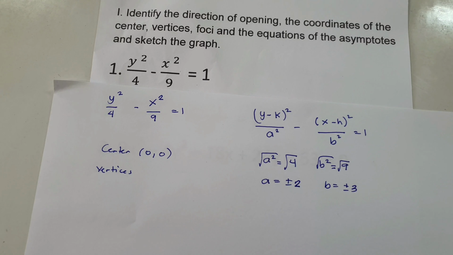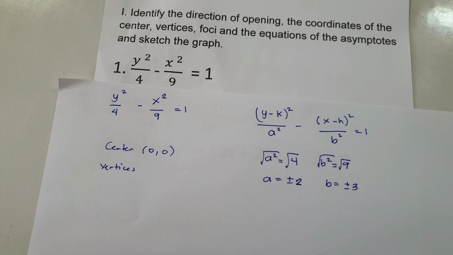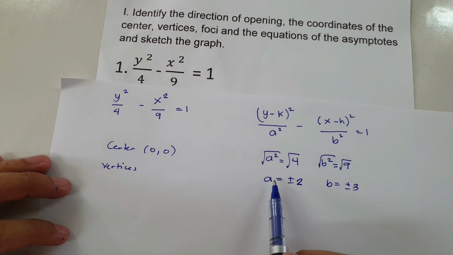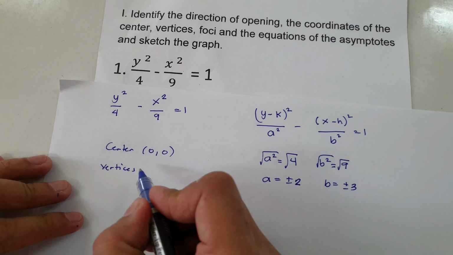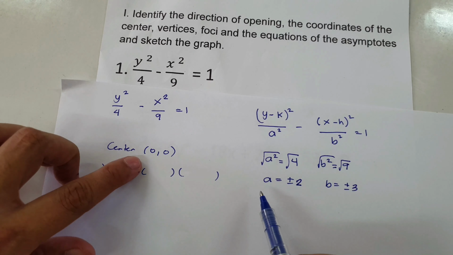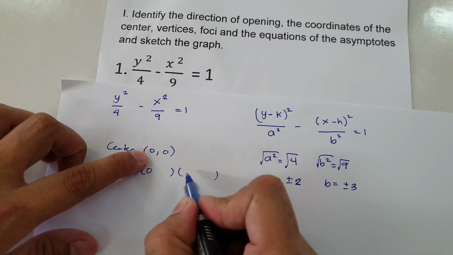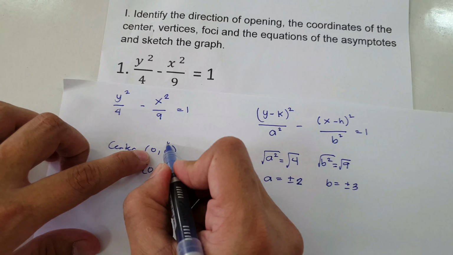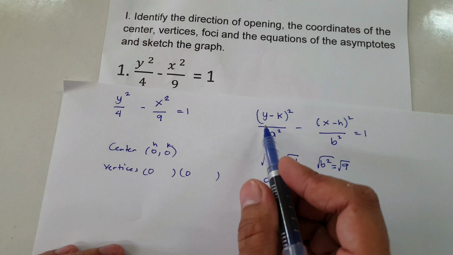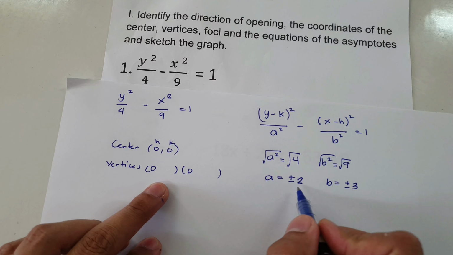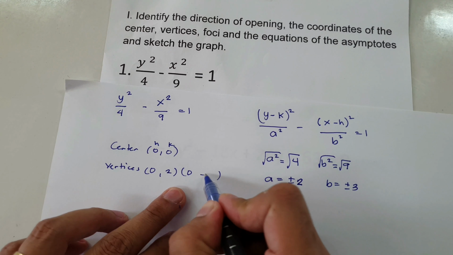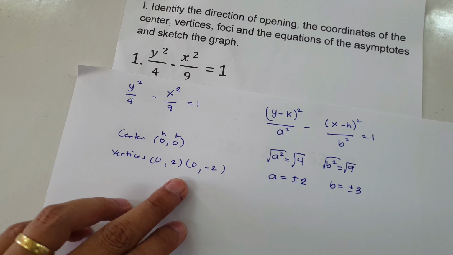Now, always remember, the distance between the center and the vertices is always the value of a. In our case, the opening of our graph is upward and downward. So in order to find the vertices, we simply copy the value of h, which is 0, and then add the value of a to k, because y is positive. Therefore, 0 plus 2 is 2, and 0 plus negative 2 is negative 2. So the vertices are (0, 2) and (0, negative 2).